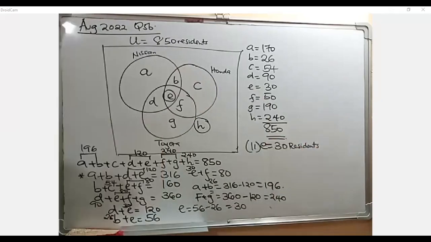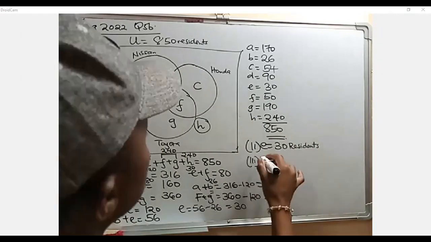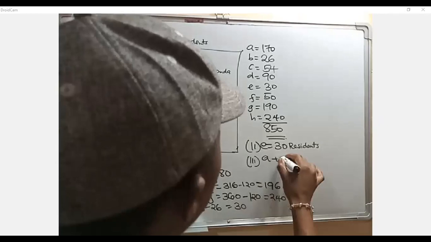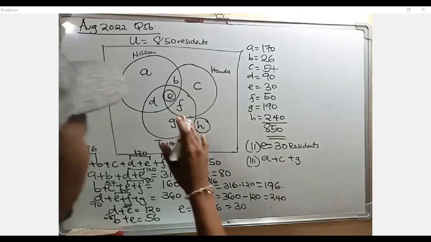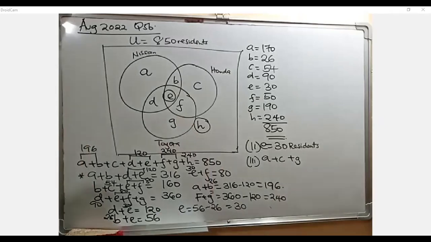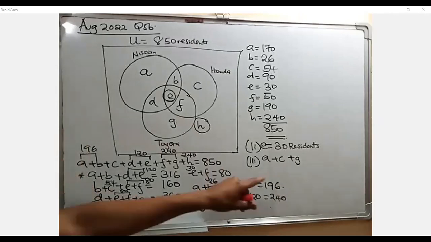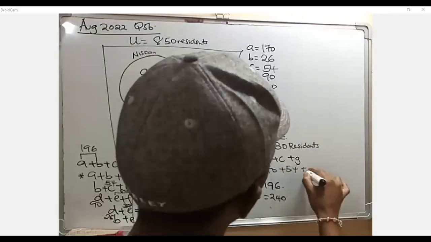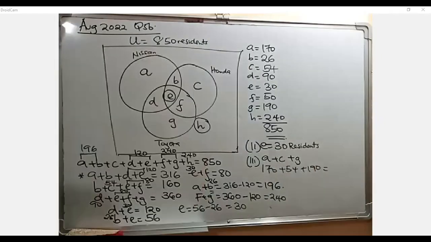That is your E. Now, for part 3, the number of residents who own just one of the 3 brands of vehicles, just one. That is what we discussed about the set difference. We have A, we have C, and then we have G. Let's take A plus C plus G. These are the people who own only one. My A is 170, our C is 54, our G is 190. So 170 plus 54 plus 190, you are getting 414 residents.